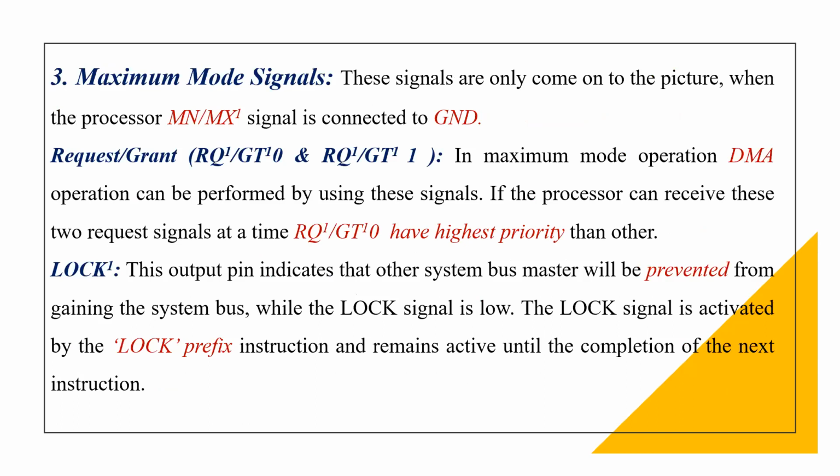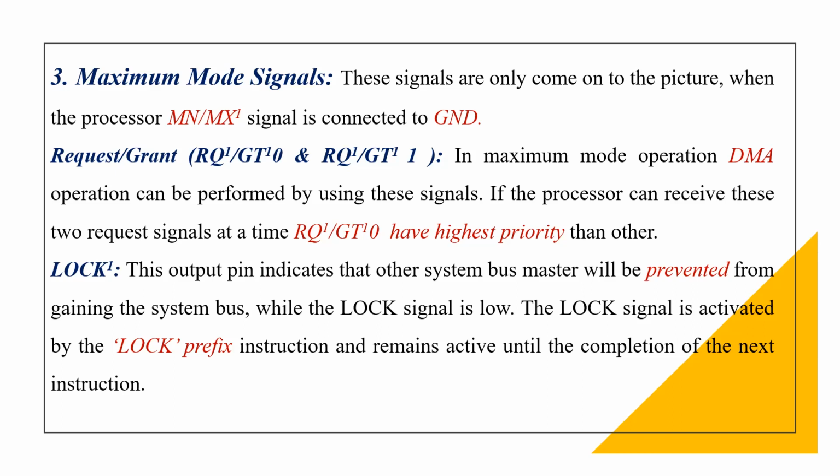Next, maximum mode signals. Again, the signals are pin number 24 to 31. Their function is a little bit different from what we discussed in minimum mode. In the case of this maximum mode, their function is completely different. Your processor can operate in maximum mode only when pin number 33, MN/MX bar, is connected to ground.